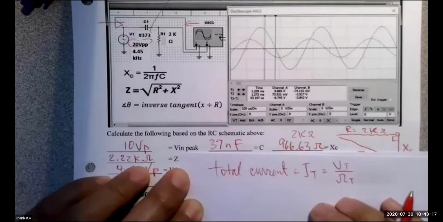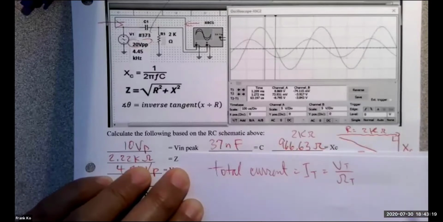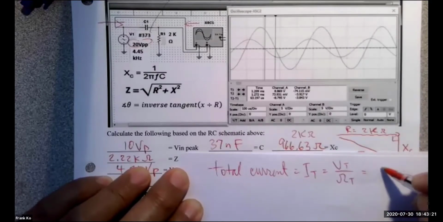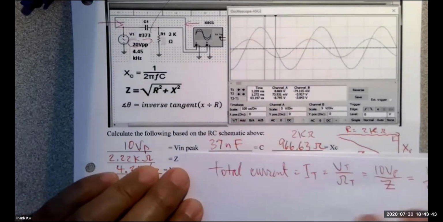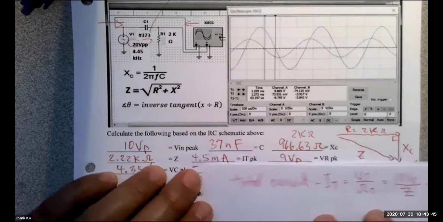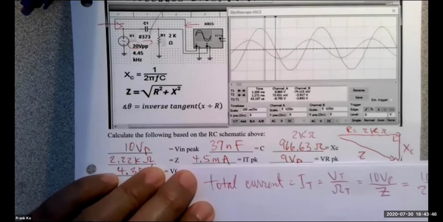It won't just be resistance. We should say ohms. And so what's my V total here? 10 volt peak, yes? What is my total ohms? My total ohms is Z. So this is 10 volt peak, divide by the number we just calculated, 2.22 kilo ohms. And therefore, what current do you calculate for this, Anna? I got 4.5 milliamps. And that works out to be 4.5 milliamps.